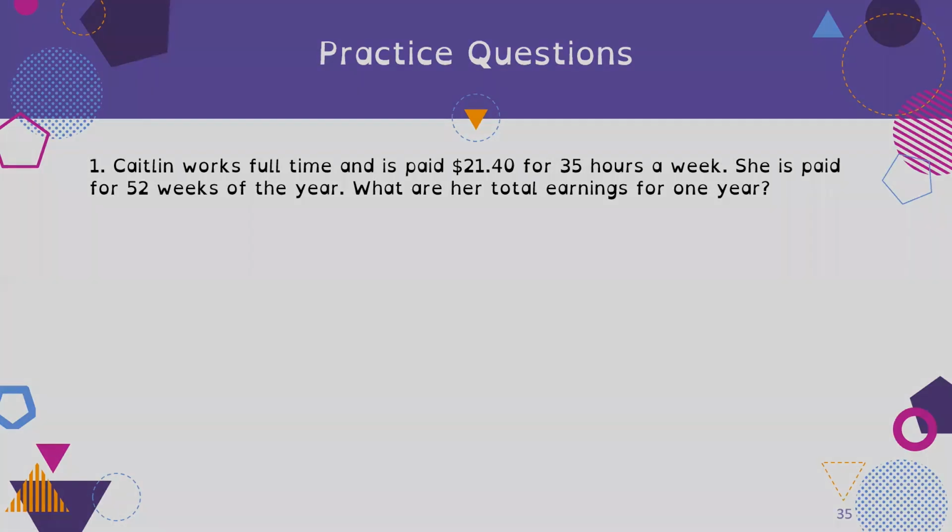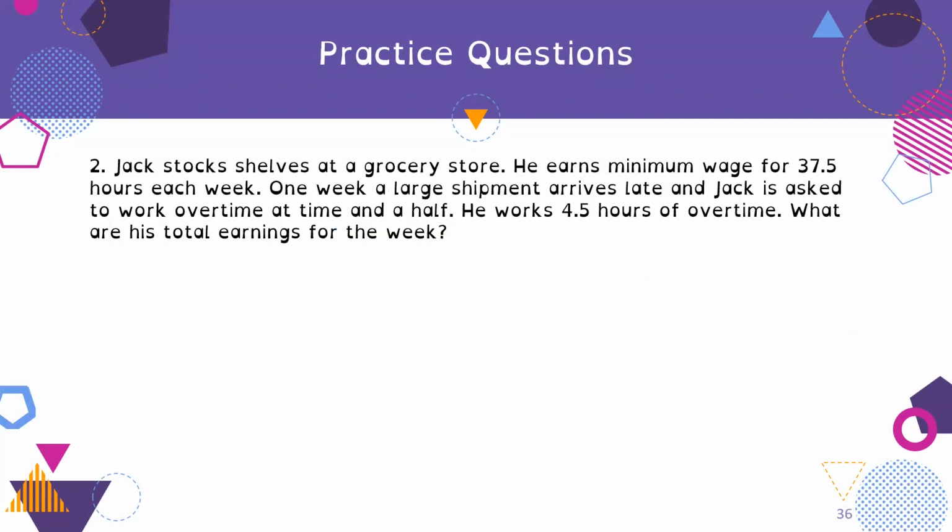Okay. Question 2. Jack stocks shelves at a grocery store. He earns minimum wage for 37.5 hours each week. 1 week, a large shipment arrives late and Jack is asked to work overtime at time and a half. He works 4.5 hours of overtime. What are his total earnings for the week? So his regular hours, he works for minimum wage, so $15 per hour times 37.5 hours.